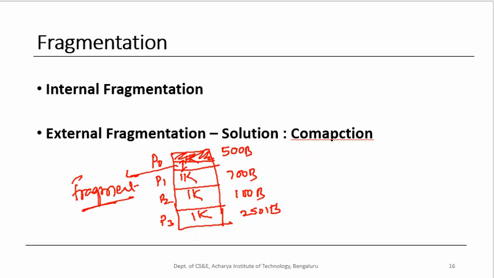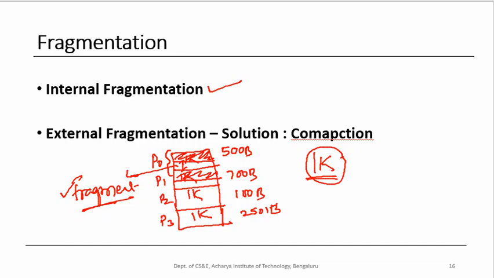Okay, so there are many such fragments in this case. For example, this P1 takes 700 bytes and leaves 300 bytes free, so that 300 bytes creates a fragment. There are several fragments like this, and these fragments are internal to a partition because each partition is of size 1K, and these fragments are within this partition.